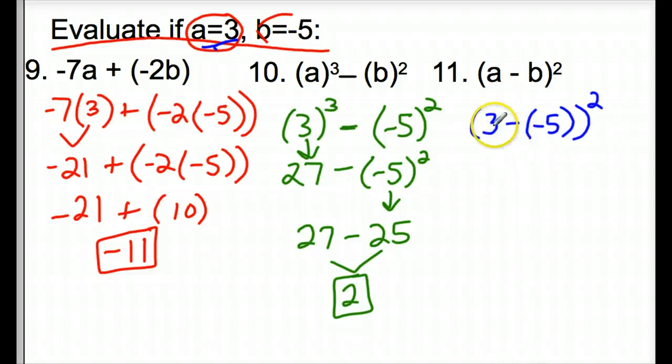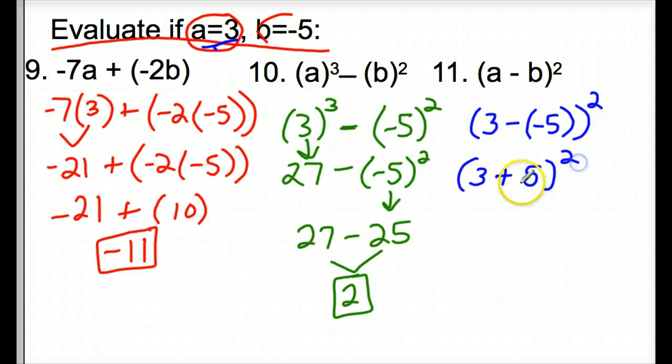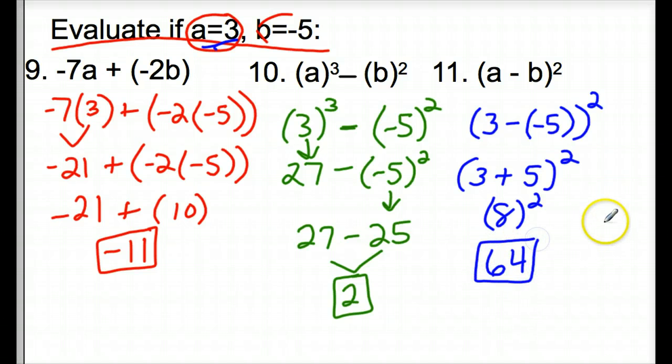So 3 minus negative 5 turns into 3 plus a positive 5, and we're going to square that. 3 plus 5 is 8. We still got that squared sign. 8 squared we know is 8 times 8, not 8 times 2, and 8 times 8 is 64.